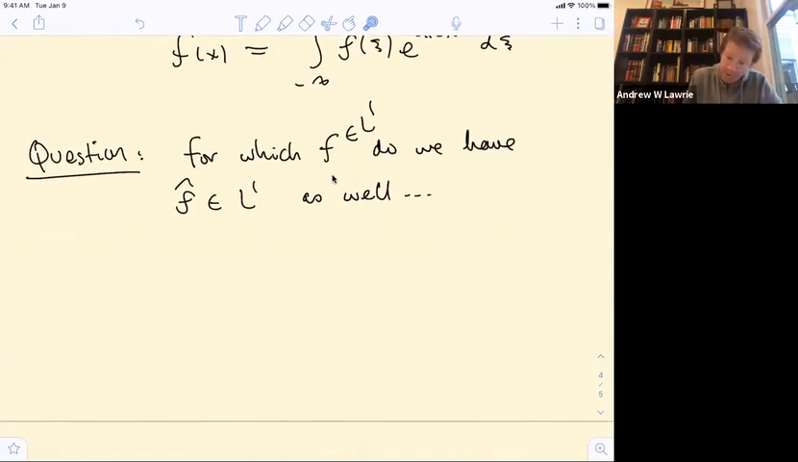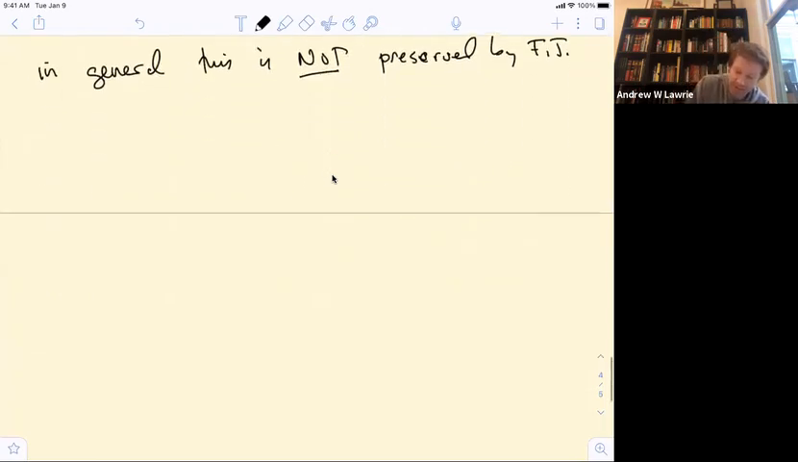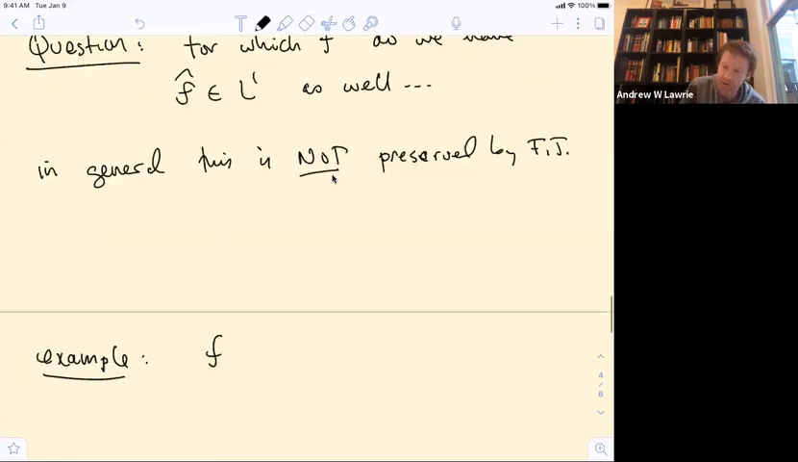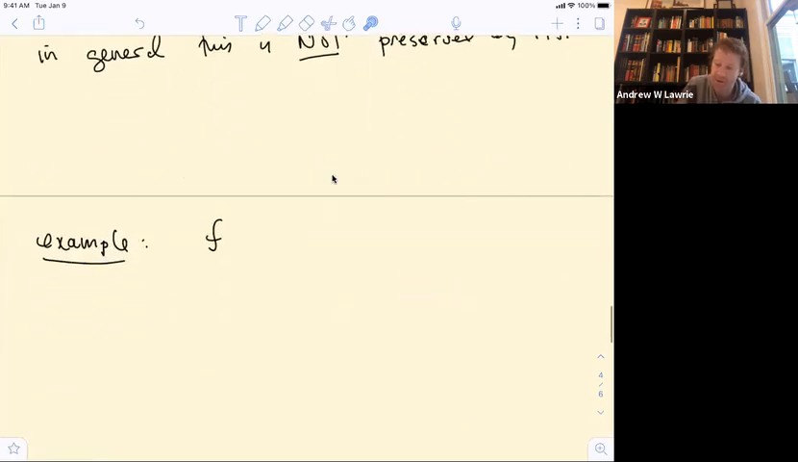So in general, this is not preserved by the Fourier transform. L1-ness is not preserved. And let's write down an example. Let me just show you how useless, in fact, this formulation is in practice. Well, not useless, but instructive. I guess the examples that I'll write down are instructive.